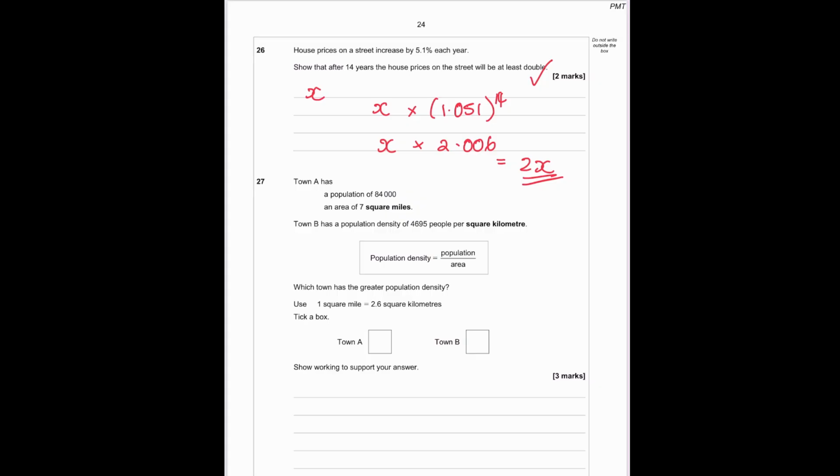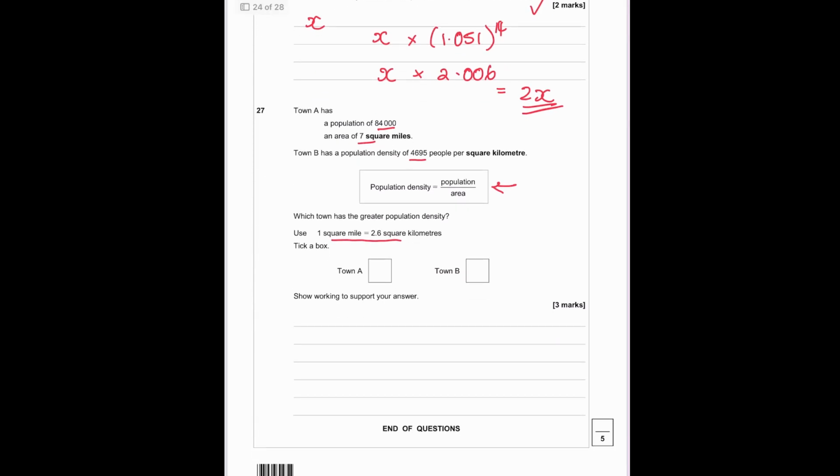Town A has a population of 84,000 and an area of 7 square miles. Town B has a population of 4,695 people per square kilometre. Now it gives you the formula here. Population density is population divided by area, and it says use 1 square mile equals 2.6 square kilometres.